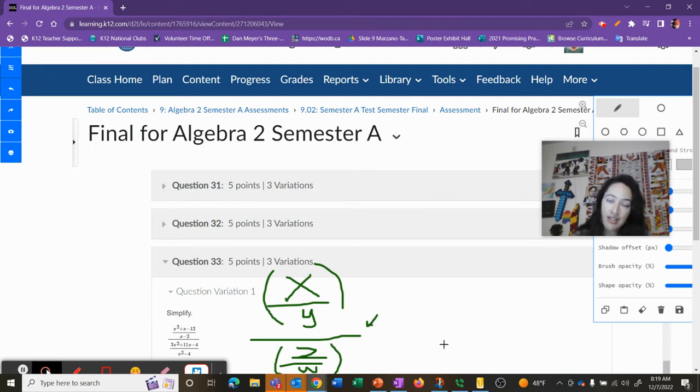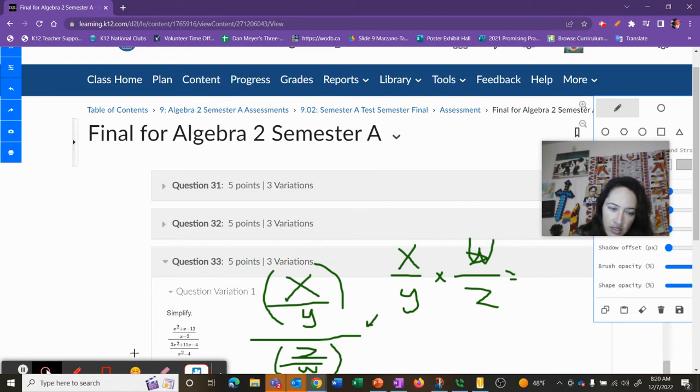Division has an equivalent relationship: multiplication by its reciprocal. They are related. So then I could change this to x over y times z, nope, the reciprocal, so we flip it, w over z, and then I can just multiply straight across and simplify.